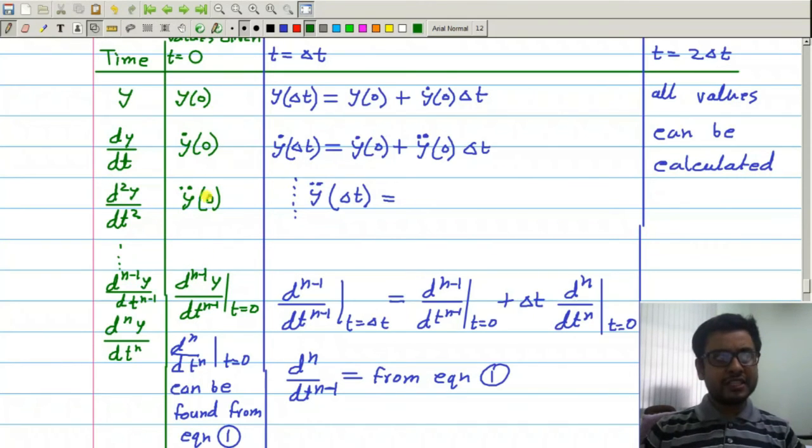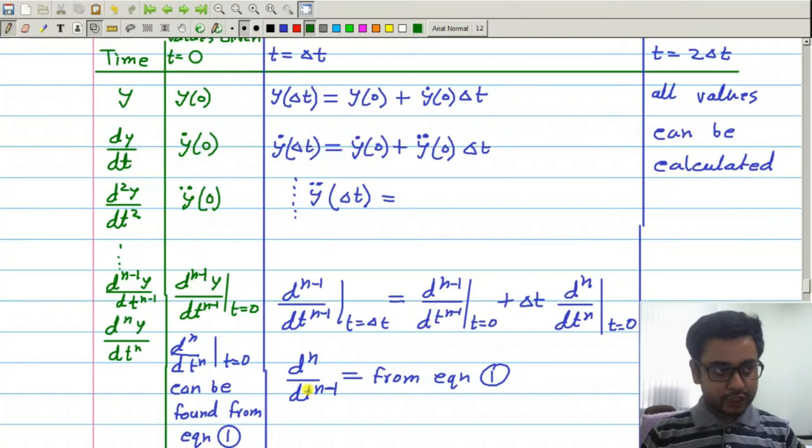Suppose all these initial conditions are 0. Then at the next instant, y delta t will also be 0 because this was 0 and the initial derivative is also 0. So at the next moment, output y will also be 0. Similarly, all these derivatives will also be 0 until the last one that we have to check.